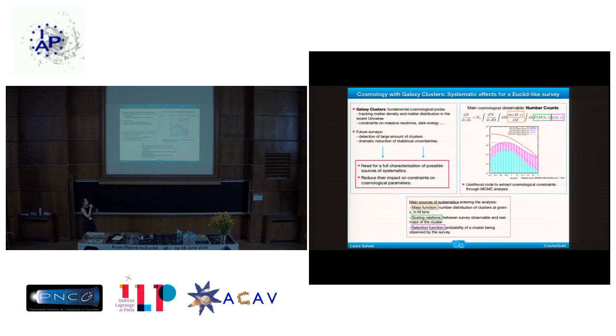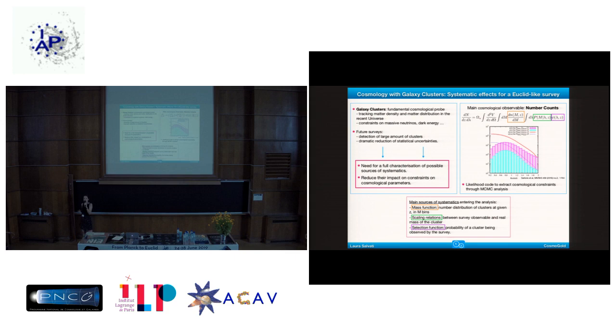So it means that we are going to have such large statistics that the accuracy on the cosmological parameters will be dominated by systematic effects. So it's really important to have a full characterization of all the different sources of systematics.